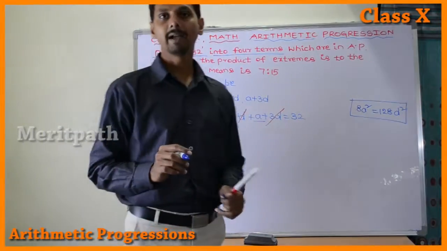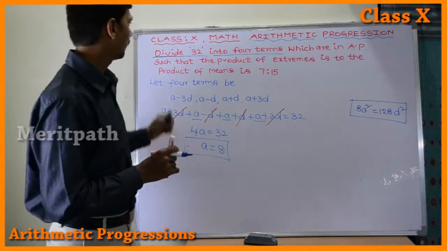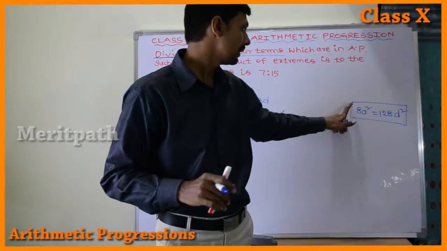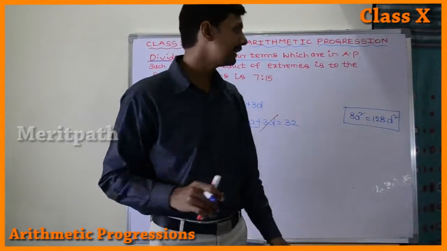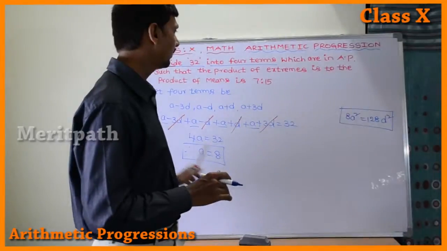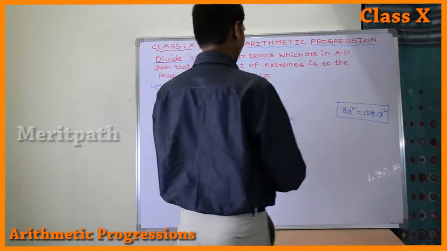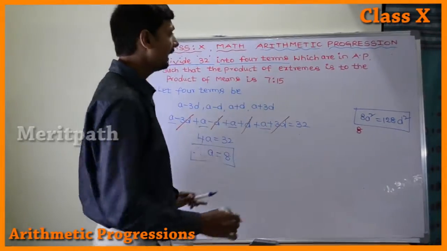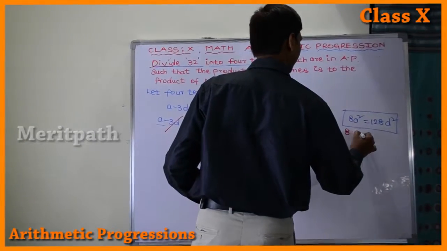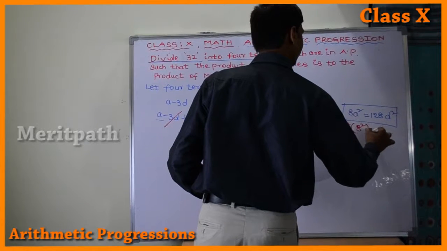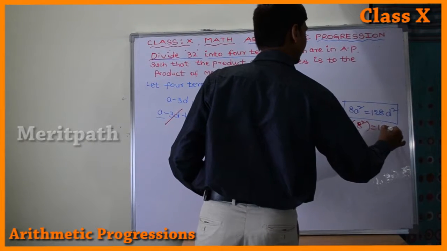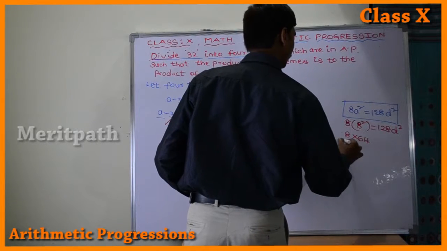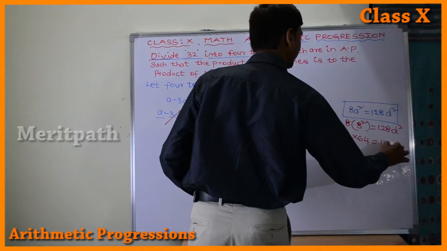Previously we have simplified that the product of extremes and product of means is equal to 7:15. Then we got ak square is equal to 128d square previously. And let us simplify with a, and here we'll get 8 into a square. A is the value 8, so it becomes 8 square is equal to 128d square. So 8 square is nothing but 64. 8 into 64 is equal to 128d square.